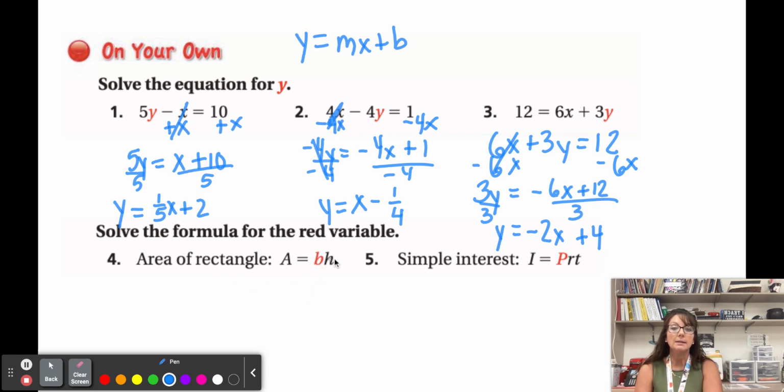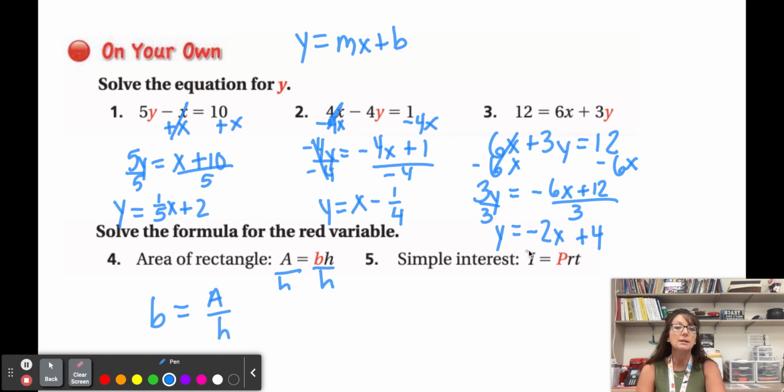So we look at the base, it's being multiplied by height. So to solve, we need to divide both sides by the h, or the height. So the base then becomes area divided by height. And that's how we could get the base by itself.